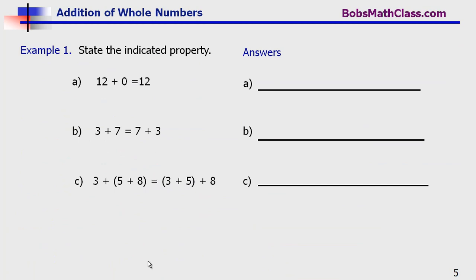Okay, here's your first example. And you want to state the indicated property. So on your paper, you want to put the answer down from memory now, what the answer is. You might want to pause the video and write down your answers. Okay, 12 plus 0 equals 12. When you see a 0, which property was that? Right, the additive identity property.